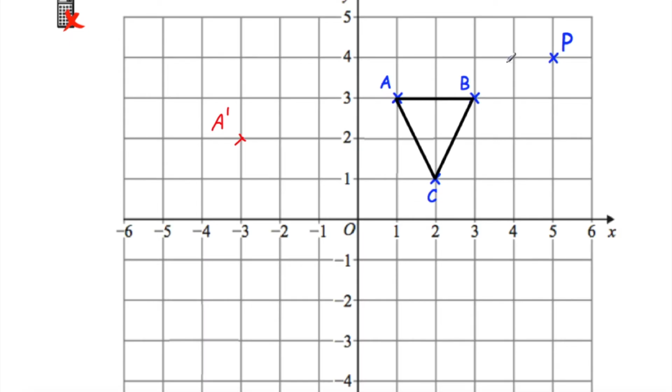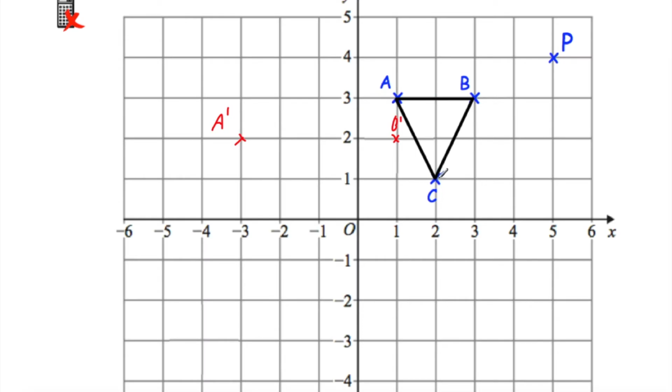So 4 to the left, 1, 2, 3, 4, and 2 down, 1, 2. So that's going to be there. So if this was the point B, this would be the point B dash. Okay, and then C. To get from P to C, we would go 1, 2, 3 to the left and 1, 2, 3 down.